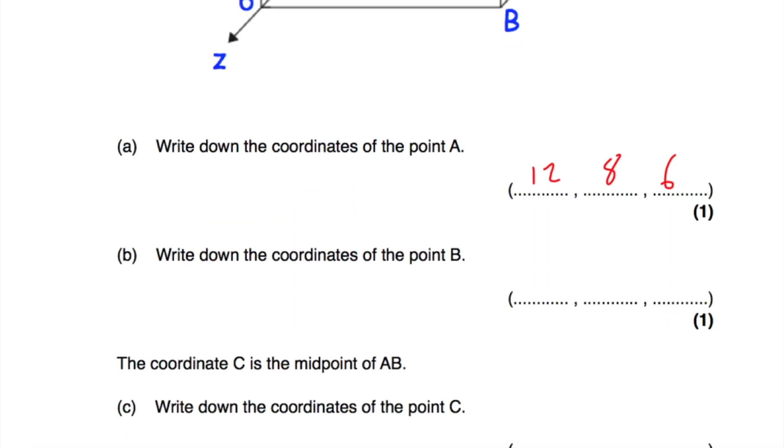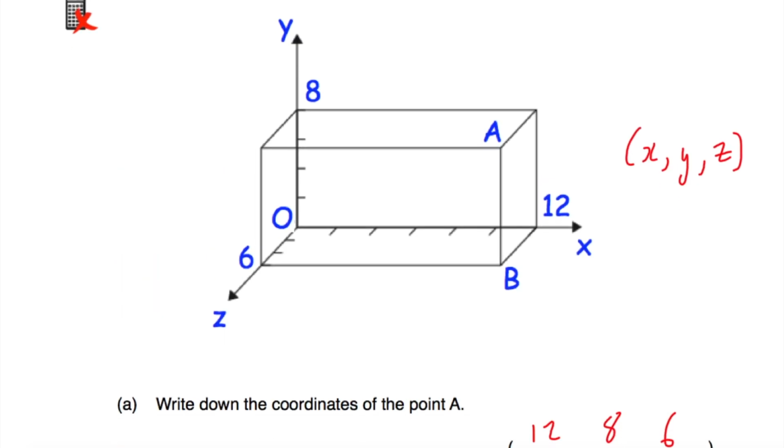Okay, part B. Part B says write down the coordinates of the point B. So we want the coordinates of this point here, point B. So to get the coordinates of this point here, we'll be going 12 across in the x-axis direction. We're not going to be going up in the y-axis direction, so that'll be a 0. And then we're going to be moving 6 forward in the z-axis direction, so 6. So that'll be 12, 0, 6. 12 across, 0 up, and 6 forward. And that's it, so 12, 0, 6.